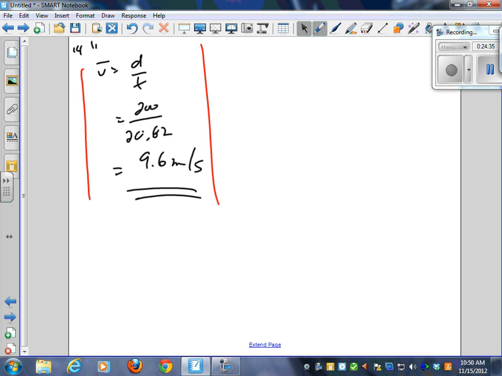Which 14 and 11? 14 and 11. How are we doing for time? Lots.